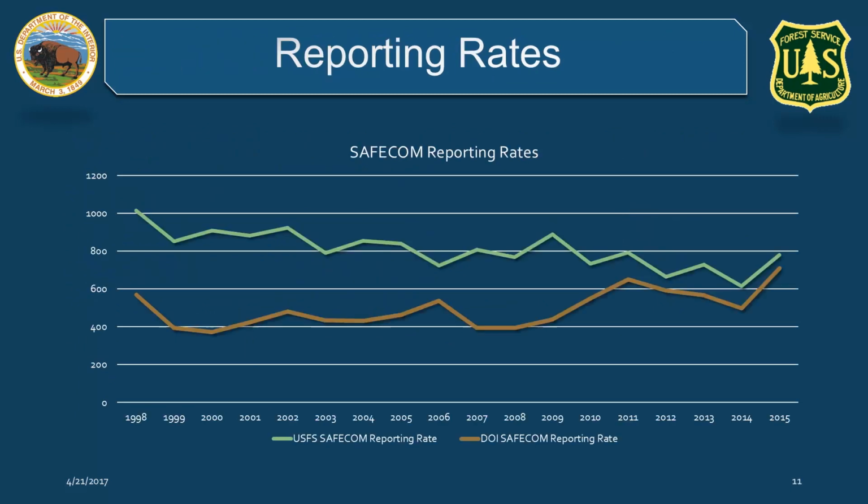Here are our Safecom reporting rates. The green is the Forest Service and the brown is the DOI. And you can see that this is a rate that is based on aircraft flight hours. So the reporting rates are rather high and they're improving.